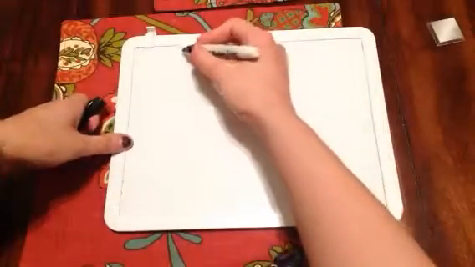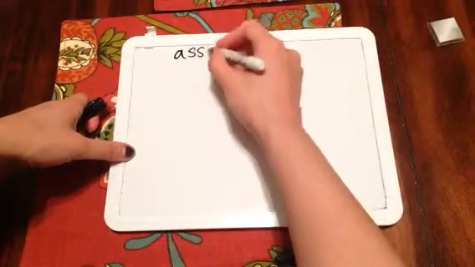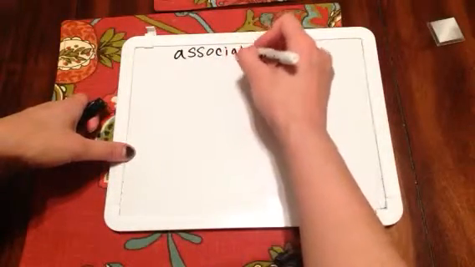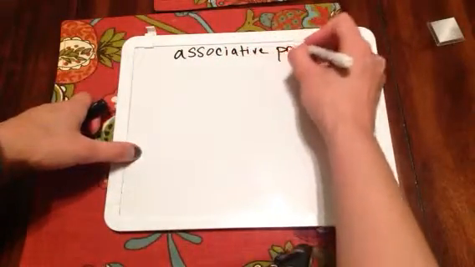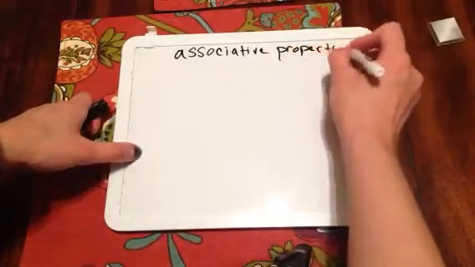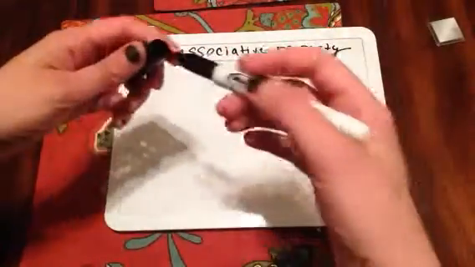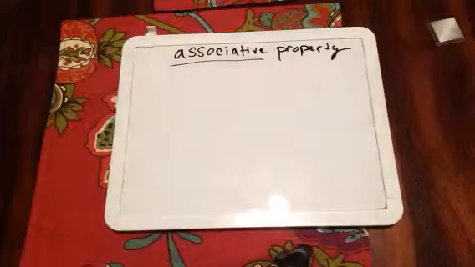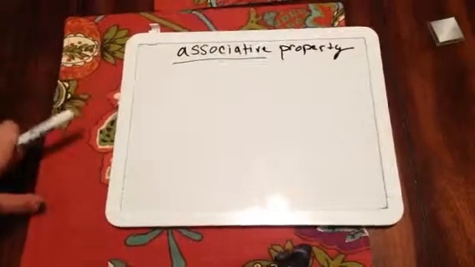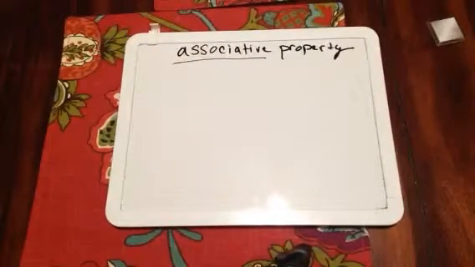And remember how I talked about the word associate? Associative property. So when you associate with someone, you kind of hang out with them, right? And so we talked about associating with your friends, and it doesn't really matter in what order you hang out with your friends. They're your friends no matter what.